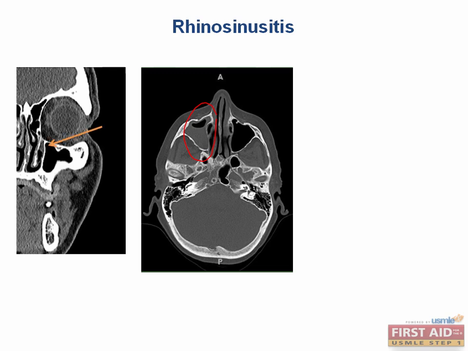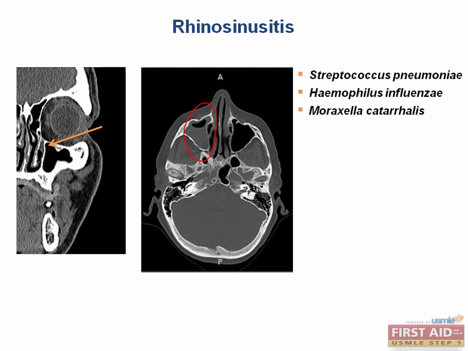Now, what's the most likely cause? Usually a viral upper respiratory infection. However, once a patient has a viral infection, a superimposed bacterial infection can occur. Now, what are the most common bugs? Well, they're the same ones that cause otitis media: strep pneumo, H. influenza, and Moraxella catarrhalis. Knowing these bugs for this condition will make you look like a rock star in your pediatrics rotation.